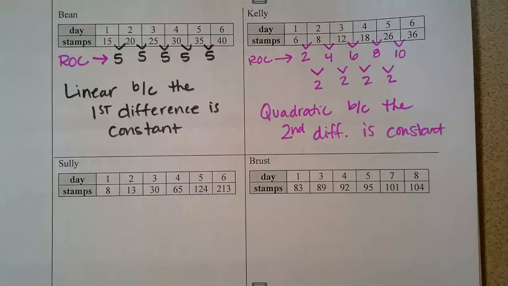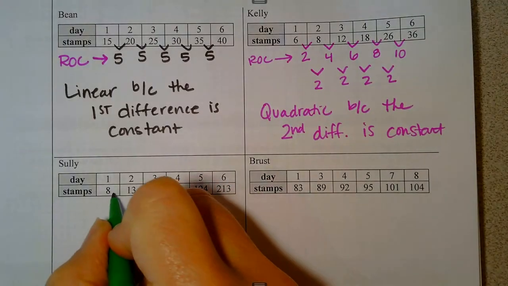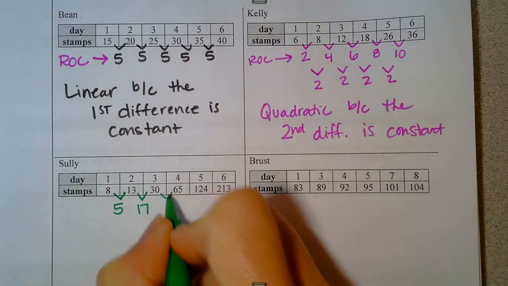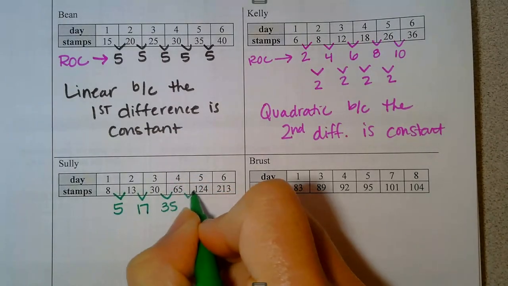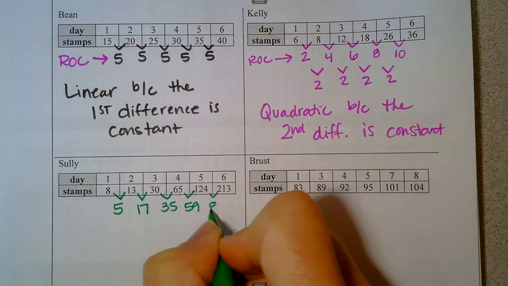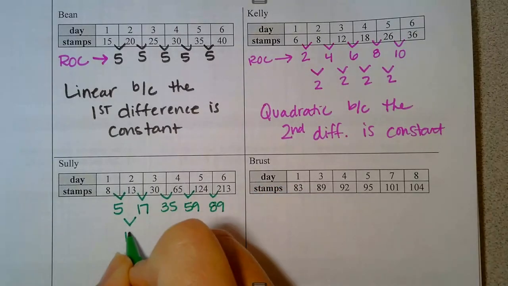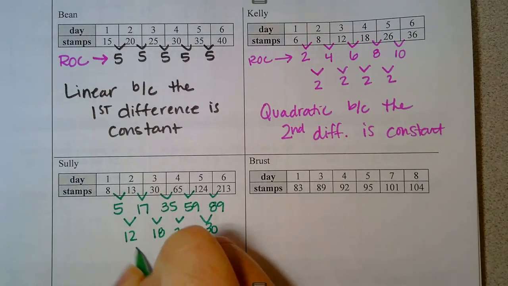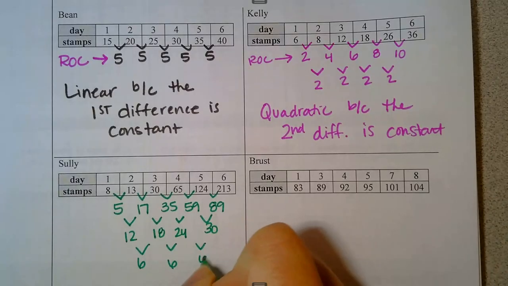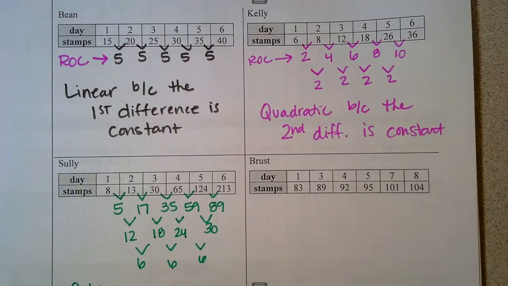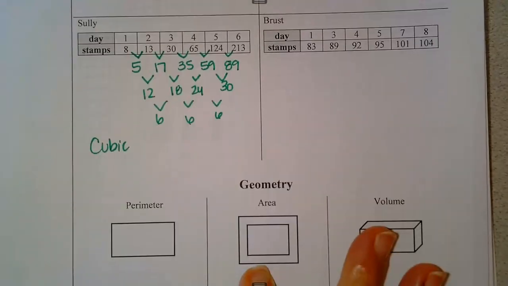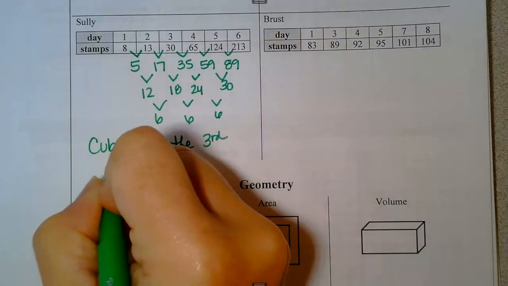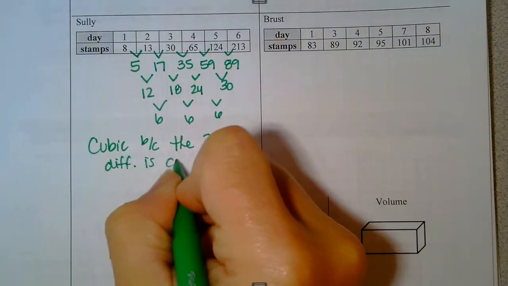This one you have to make sure it's neat and you do your math correctly, don't you? Because if you mess up one tiny little thing, it just throws off everything. Have you noticed that? So you get 12, 18, 24, 30. So this is what? Cubic? Okay, this is cubic because the third difference is constant.